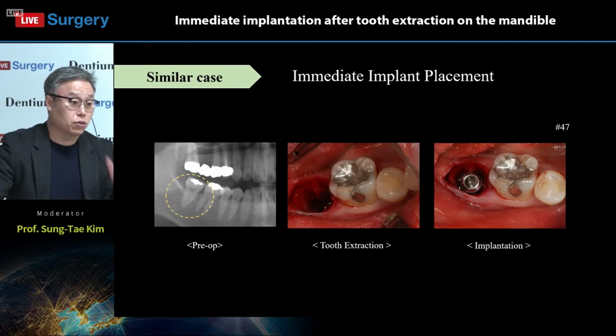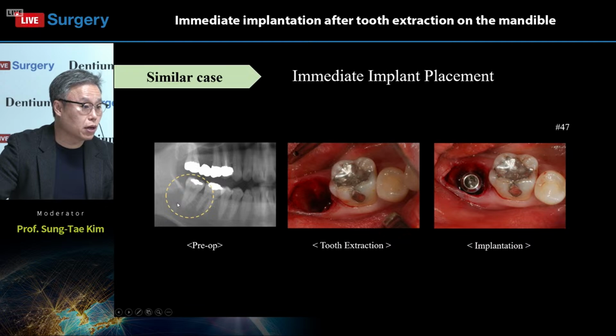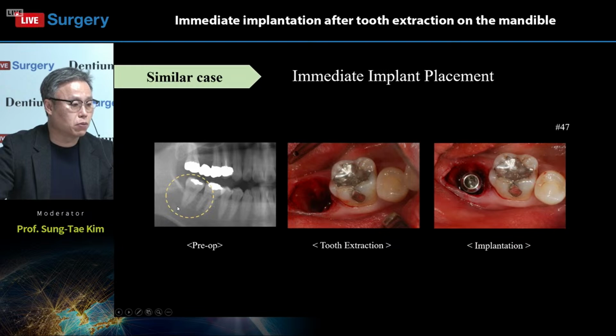I'm going to show a similar case, but in this case the axis of the tooth is exactly perpendicular to the occlusal plane. Therefore, I think the ideal axis of the implant placement just follows the extraction socket. It would be very good if there is enough bone between the apex of the root and the mandibular canal, but I don't think there is enough bone between the apex and the mandibular canal.